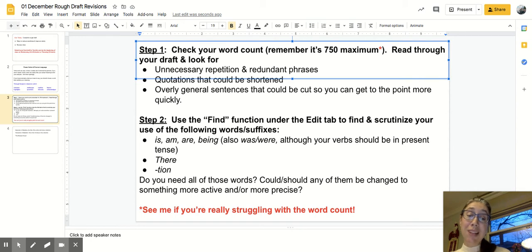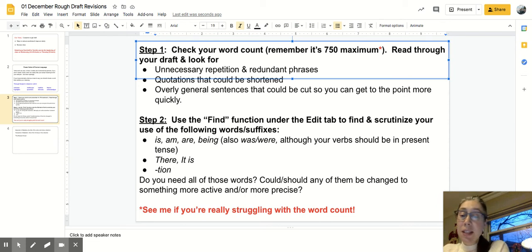Look for unnecessary use of the word there. I would add it. Remember, you don't want to unnecessarily say there is, there are, it is, and so on. And do a search for TION words.